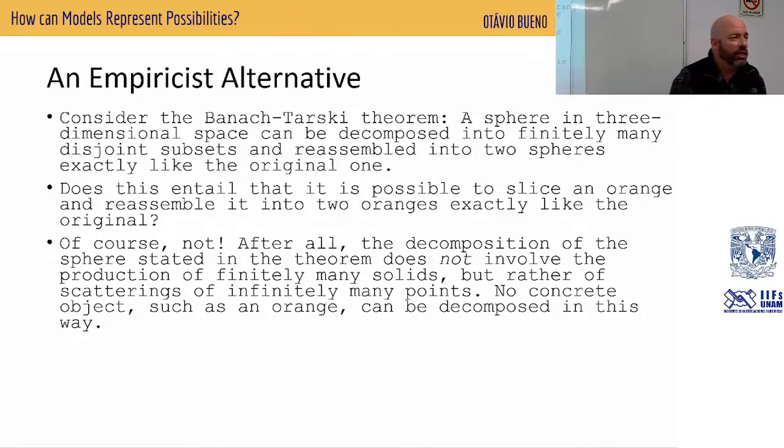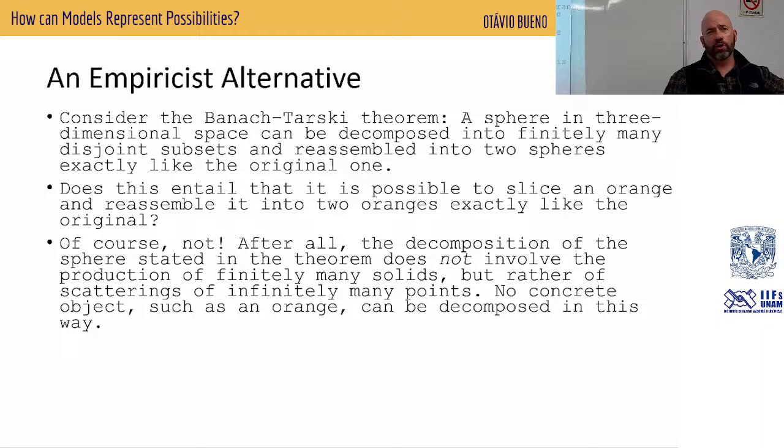And the reason why it's not is because the decomposition in the Tarski-Banach theorem involves a scattering of infinitely many points. And that's where we need the axiom of choice to reassemble those things one by one to get to the two spheres. Without the axiom of choice, you can't do that. But of course, when you slice your orange, you don't have that kind of scattering of infinitely many points. No concrete object can be decomposed in that way. Again, this is a part of the model. You do not interpret it back in the world. It would be a mistake if you were to do that.